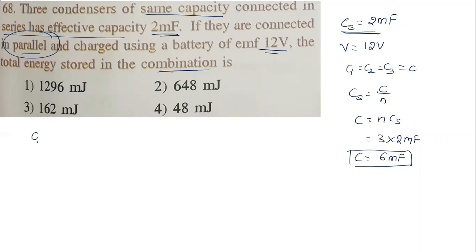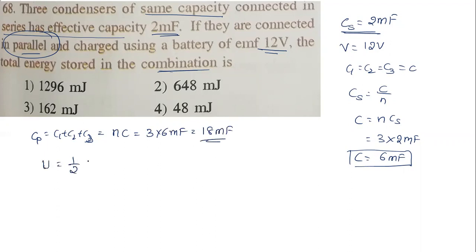Now Cp, the parallel combination, is C1 plus C2 plus C3, right? So each is how much? 6. So it will become n times C. So n is 3 into 6 millifarad. It will be 18 millifarad. Now energy we need to find out.